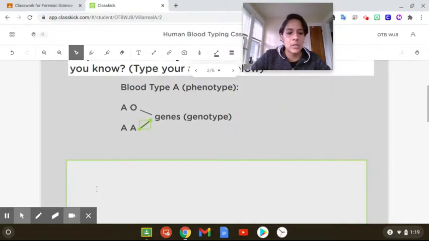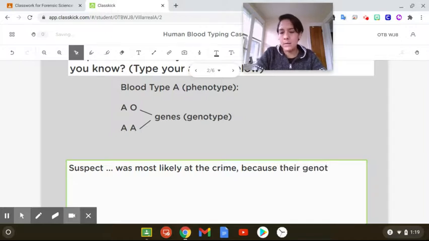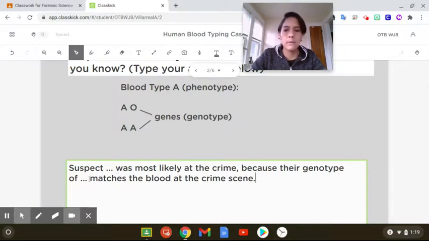So once you figure that out, you can write suspect, I'm going to leave it blank, was most likely at the crime scene because their genotype of matches the blood at the crime scene. Make sure you fill in these areas here for credit on this question.